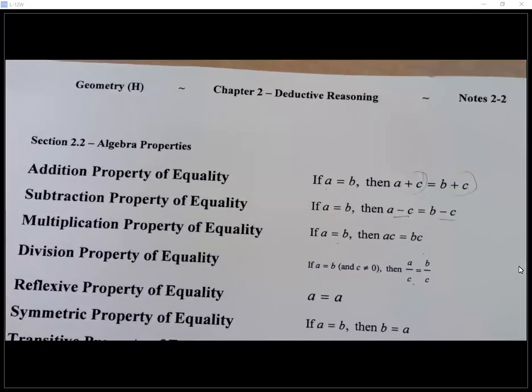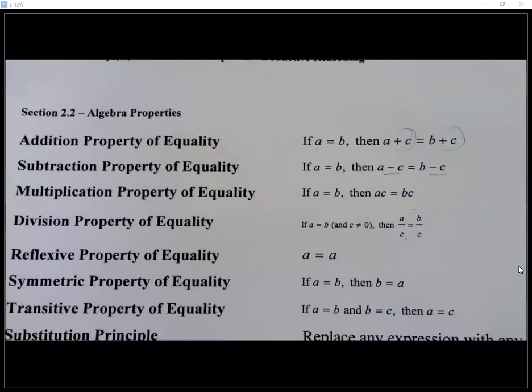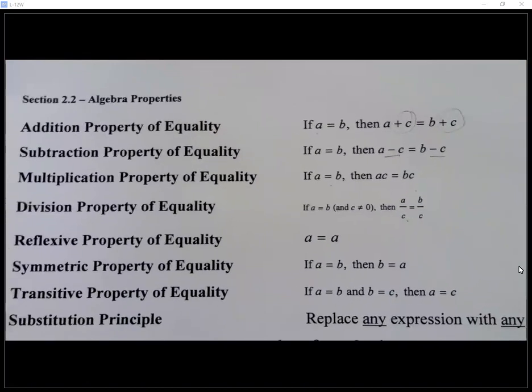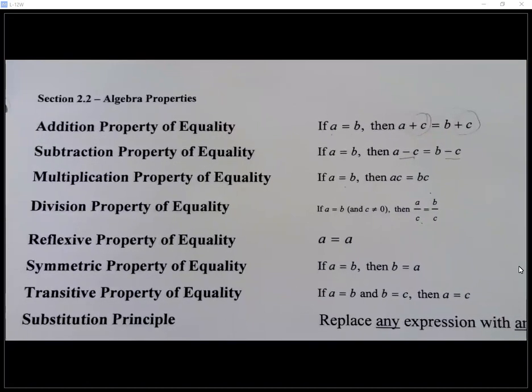Okay, so that's old news, right? You've been doing this for ages. What might be new to you is this next one down, the reflexive property. And I know it looks sort of silly. Of course, A is equal to A. Why would I ever need that? Why is this even a thing? We're actually going to use it a ton.